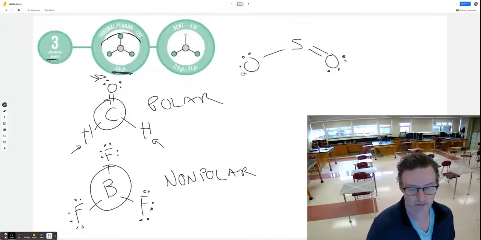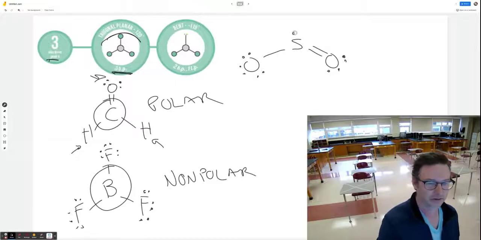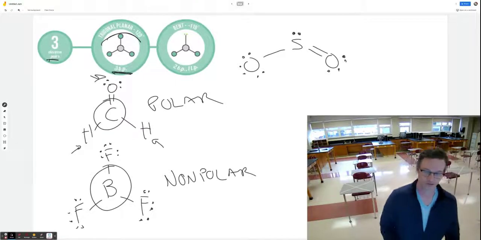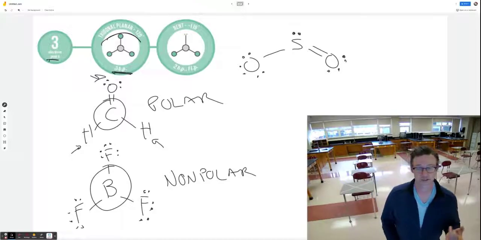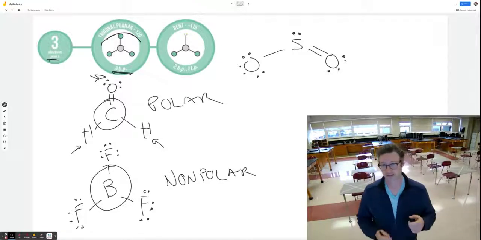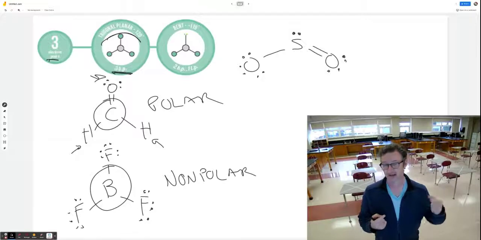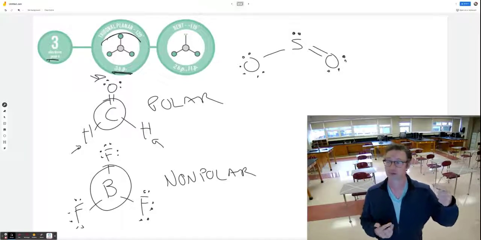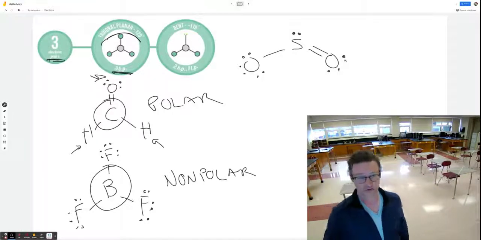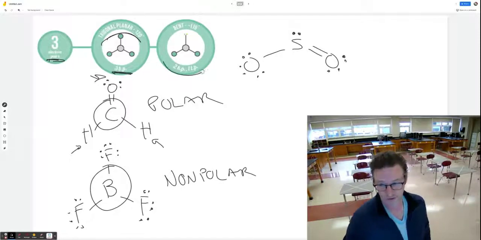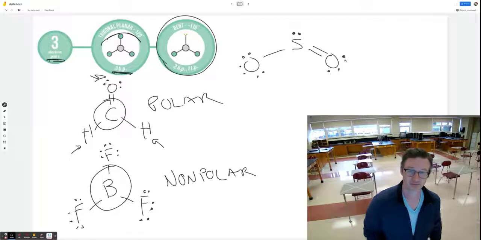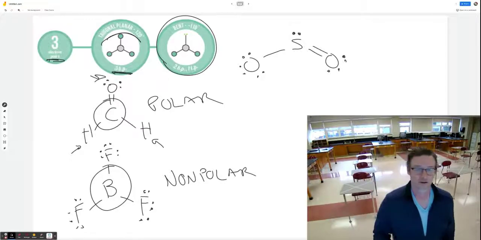This is a bit of an odd one, but I wanted to show it because it is important. So here's a central atom, sulfur. It's connected to 2 other atoms, and it has a lone pair on top. So that's 3 electron pairs, the 2 bond regions, plus the lone pair, which gives us this shape, which is called bent.